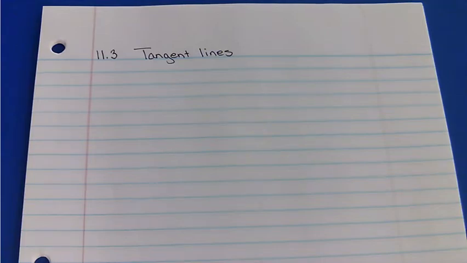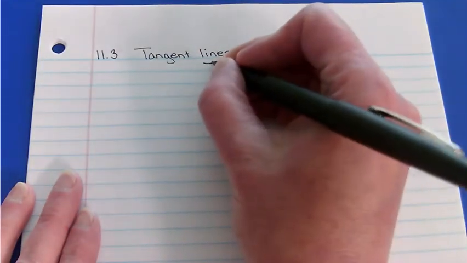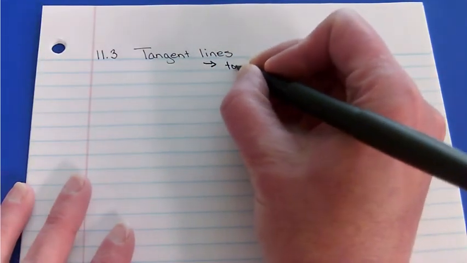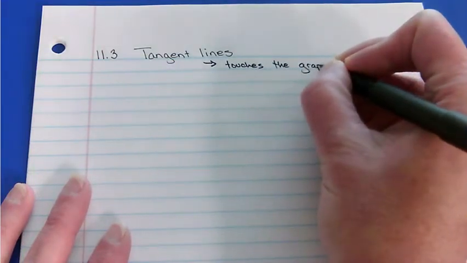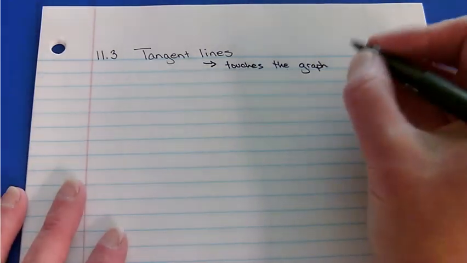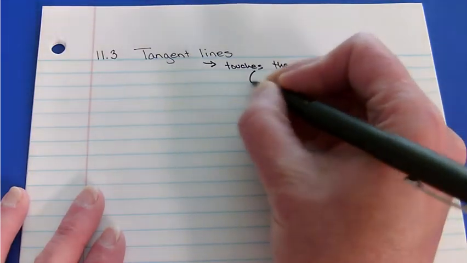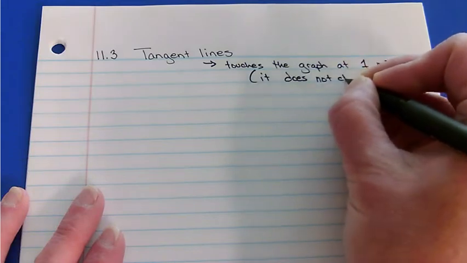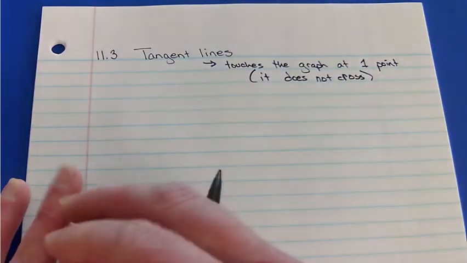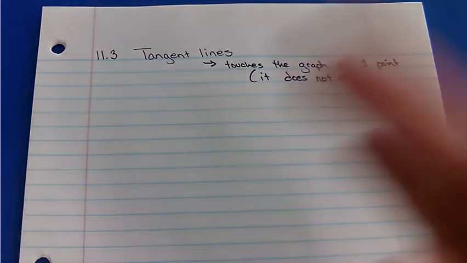Tangent lines. Now, you may remember from geometry, a tangent line is a line that touches the graph or touches a circle or something like that at one point. It does not cross at that point. And the reason I want to specify it does not cross at that point is because the line may be tangent at one point, but cross somewhere later.